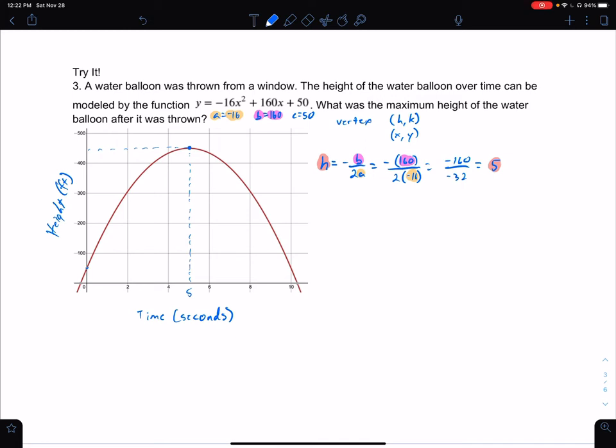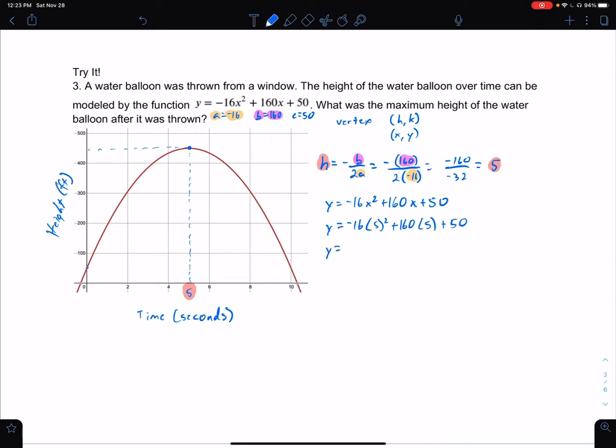So we've now found our h value, and to find the k value, the other part of our vertex, we need to take our original function. Well, let's use y in this case because that's what they use. So y is equal to negative 16x squared plus 160x plus 50. And to find y, we are going to plug in the h value as our x. And again, notice that fortunately for us, that h value does match up to what we said the second should be. But the question is, what is the maximum height? So we do need to find the y value.